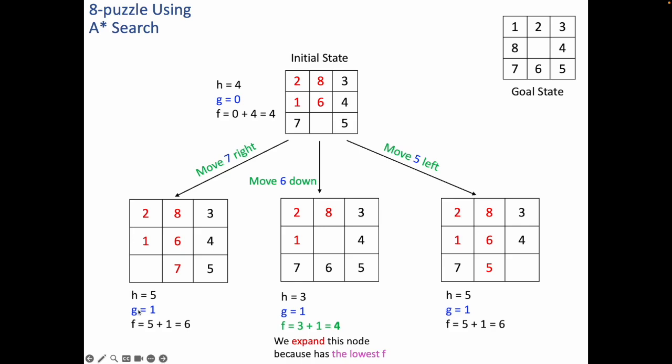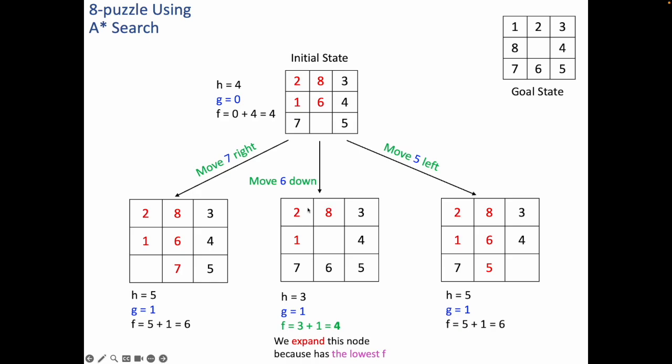Here, the ones I marked in blue all have the same G because they are all at depth 1. Now, for the heuristic, again, as I mentioned, we use the number of misplaced tiles. For example, for this one, we have 5 tiles that are misplaced compared to the goal state, right?